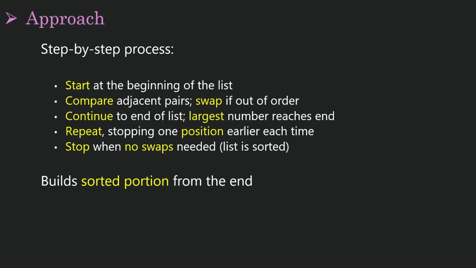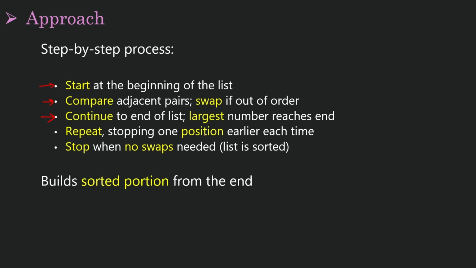Approach. Here's the step-by-step process for bubble sort. Start at the beginning of the list. Compare the first two numbers. If the first is larger than the second, for ascending order, swap them. Move to the next pair, second and third numbers, and do the same. Continue until the end of the list.